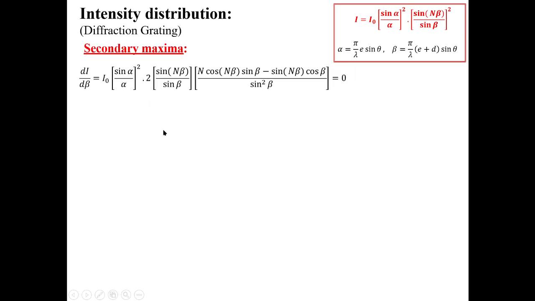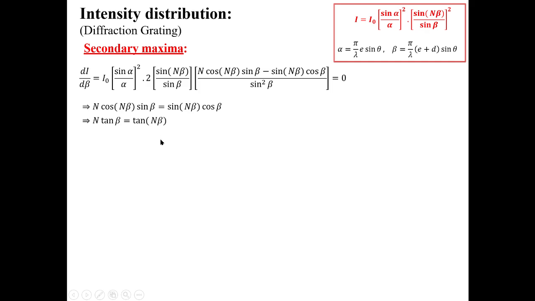Now, to find the maxima, we can also differentiate this expression with respect to beta. That differentiation should be equal to 0, and this will give you the condition capital N cos N beta sin beta equal to sin N beta cos beta, which can also be written as N tan beta equal to tan N beta. So for a secondary maxima, this is also a condition.